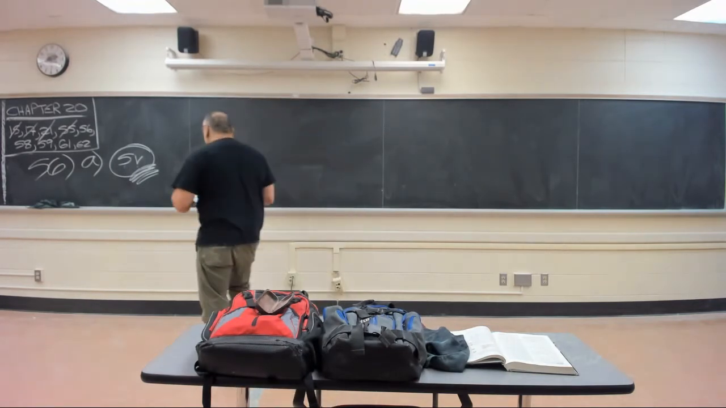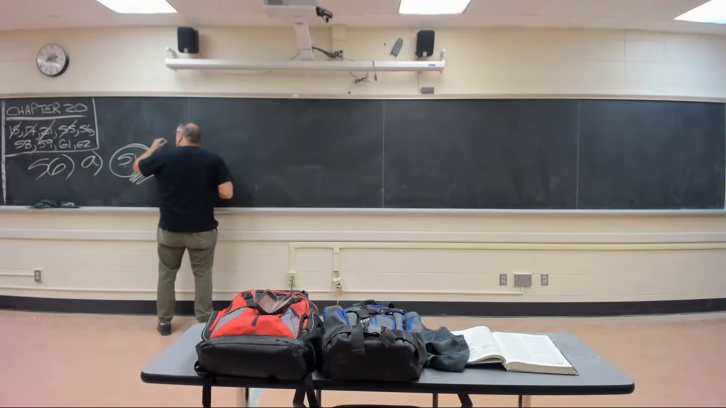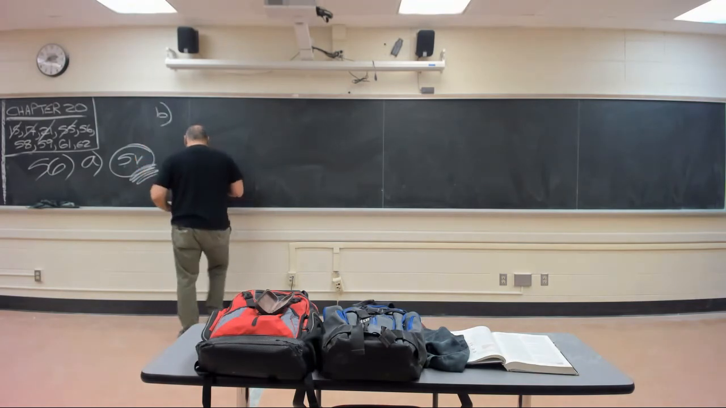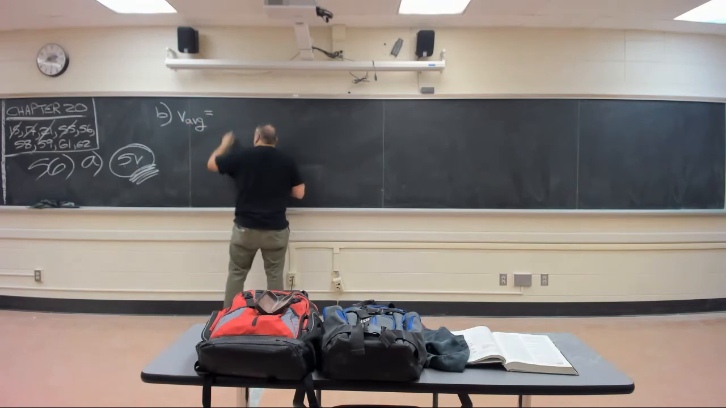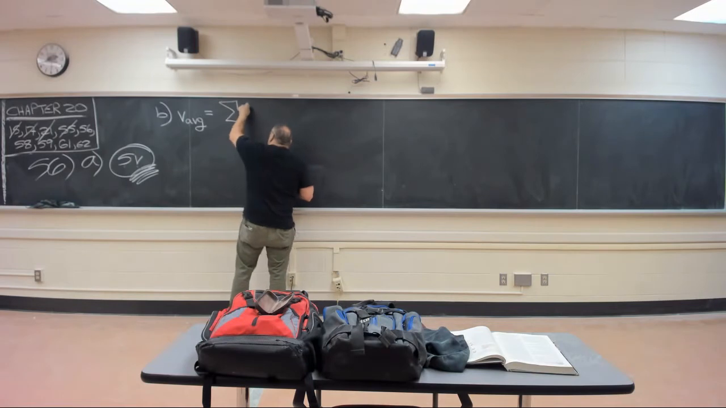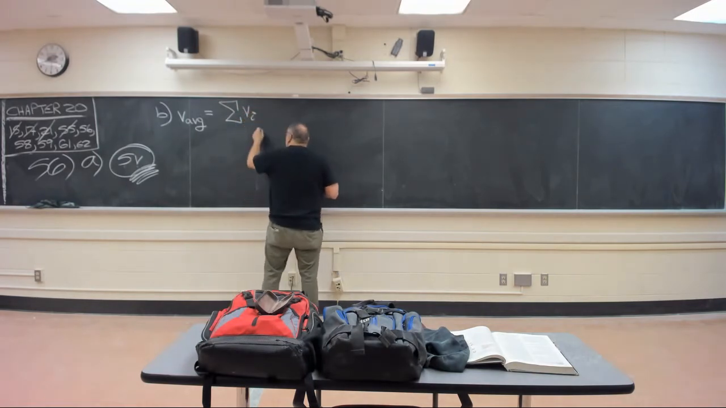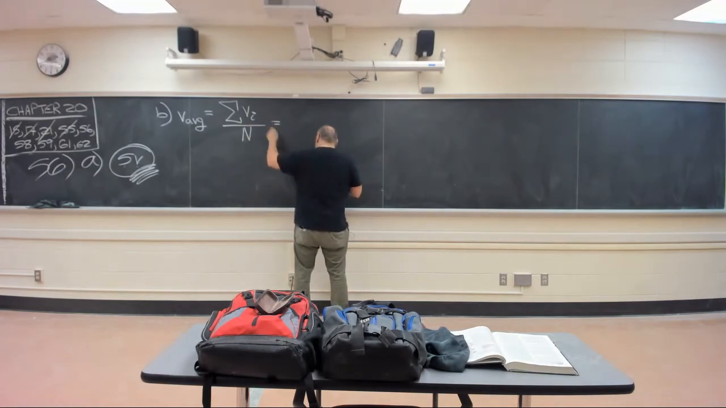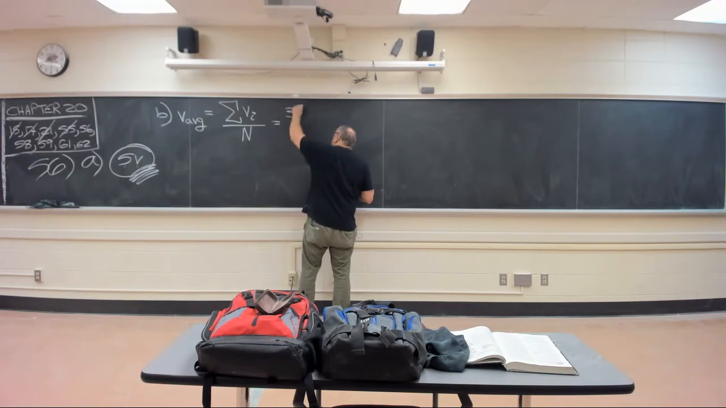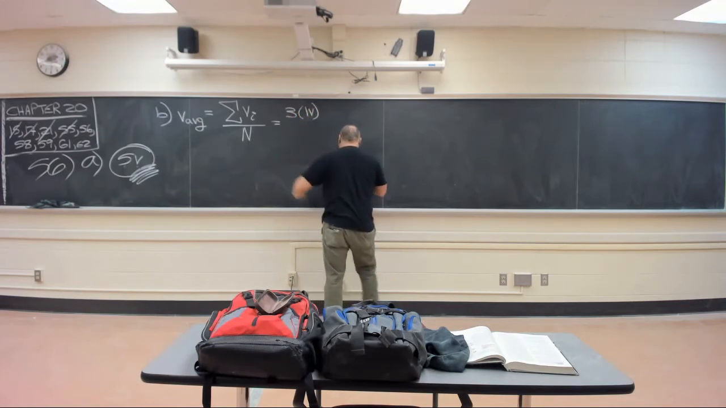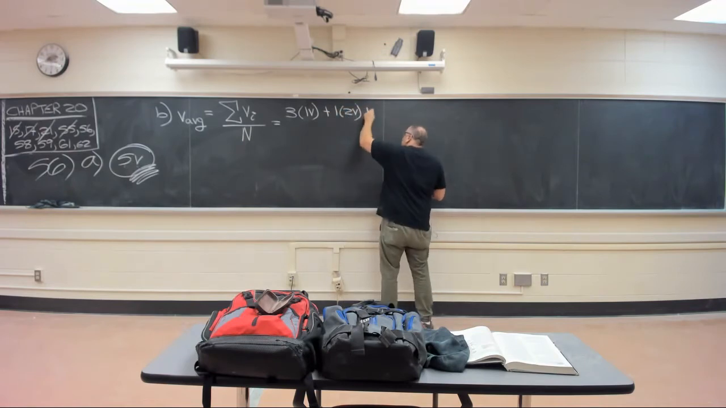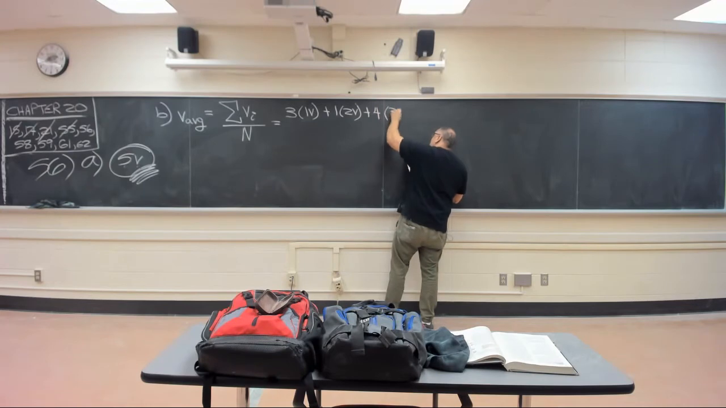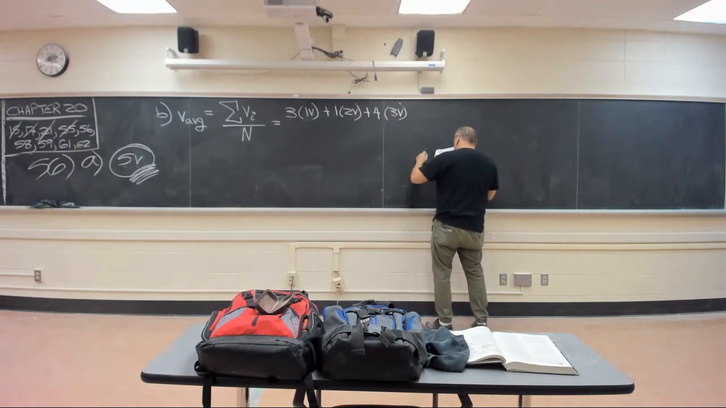The average speed is pretty straightforward. Just be careful with it, like anything else. Add all the speeds, and divide by the total number of particles present. What's that all about? Well, there's 3 particles traveling at speed v. I'll say that's 1v. There's 1 particle traveling at speed 2v. There's 4 particles traveling at speed 3v.